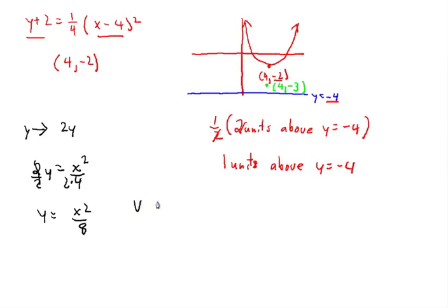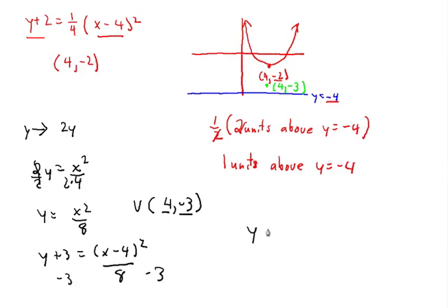Now we know that the new transformed vertex is at 4, -3. We apply the 4 as our horizontal translation and -3 as our vertical translation. That gives us y plus 3 is equal to (x minus 4) squared over 8. Now if we solve for y, we subtract 3 on both sides. So the standard form of this transformed parabola will be y is equal to (x minus 4) squared over 8 minus 3.